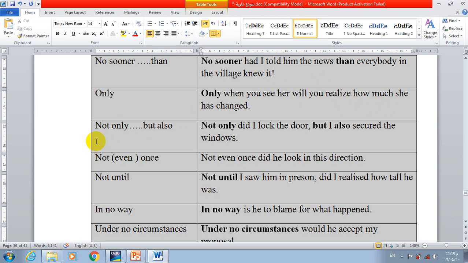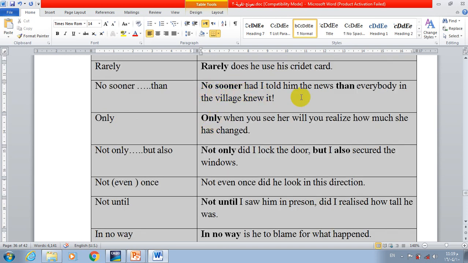Okay, another expression, not only but also. Not only but also, like no sooner and than. After not only, we use the helping verb and the subject pronoun or subject noun. Like you see, not only did I lock the door. We don't say not only I did lock. That's wrong. But the right sentence is: not only did I lock the door, but I also secured the windows. And note here, between but and also we put the subject pronoun.